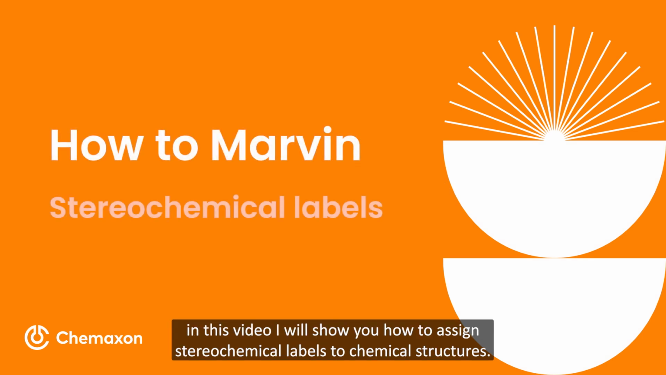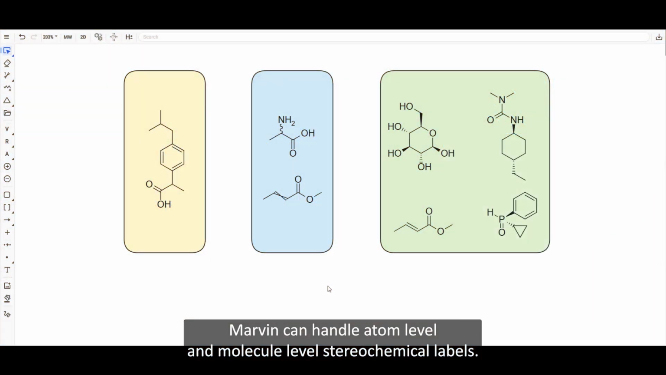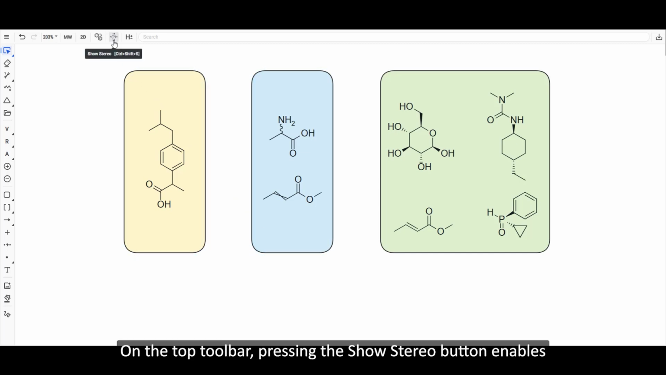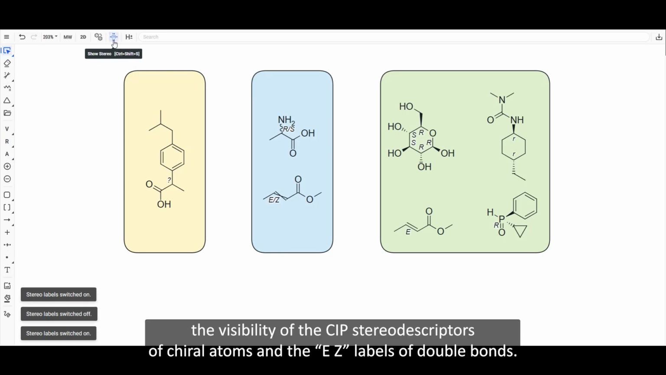In this video, I will show you how to assign stereochemical labels to chemical structures. Marvin can handle atom level and molecule level stereochemical labels. On the top toolbar, pressing the Show Stereo button enables the visibility of the CIP stereo descriptors of chiral atoms and the EZ labels of double bonds.